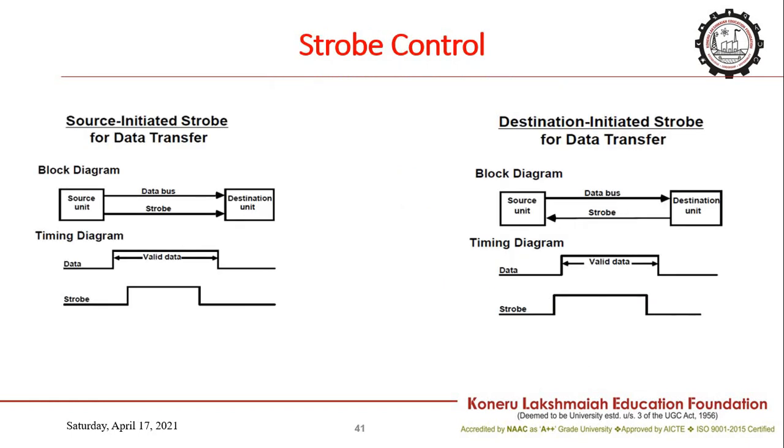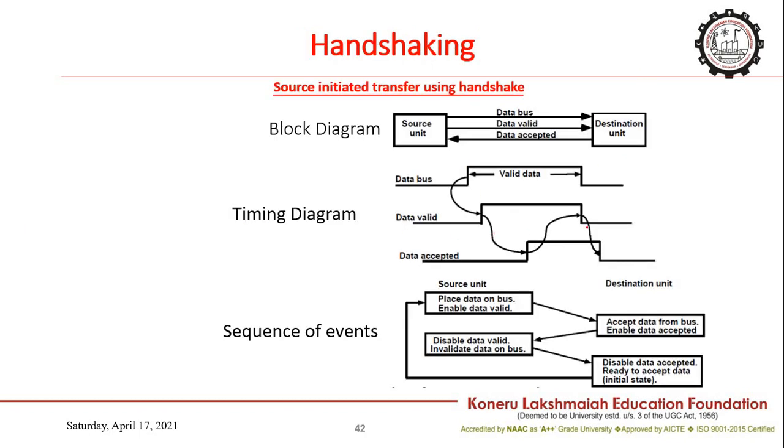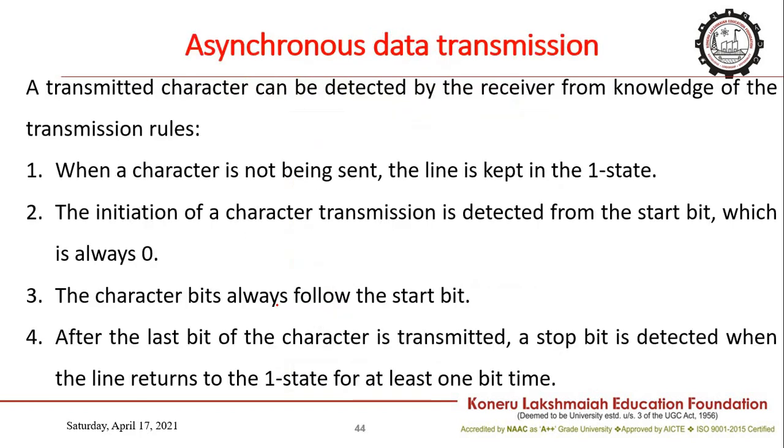So if we consider this block diagram here, with the data bus and strobe, the data will be transferred from the source unit into a destination unit. And strobe is nothing but it also signals the destination unit, and the destination initiates the strobe for data transfer, and then timing. So it is a sequence of events, the handshaking principle.